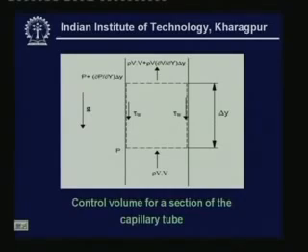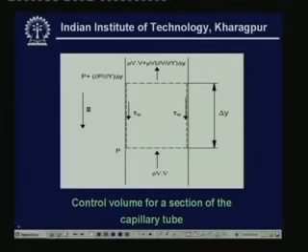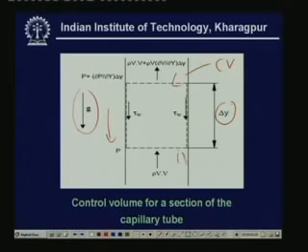So under these assumptions the analysis is carried out, and this picture shows the control volume for a section of a capillary tube. Here I have shown the section of the capillary tube which is vertical, so the direction of gravity is like this. This is the vertical portion of the capillary tube, and this is the control volume, which is a small section of the capillary tube. It has, let us say, an elemental height of delta y. This is the inlet to the control volume, and this is the outlet.